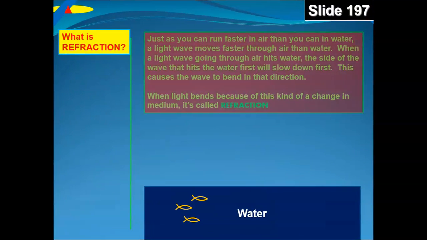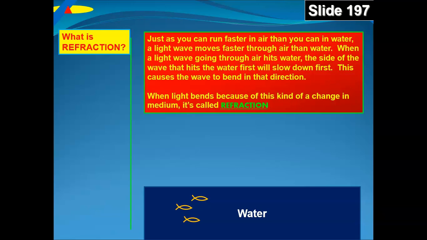What is refraction? Just as you can run faster in air than you can in water, a light wave moves faster through air than water. When a light wave going through the air hits water, the side of the wave that hits the water first will slow down first. This causes the wave to bend in that direction. When light bends because of this kind of change in medium, it's called refraction.